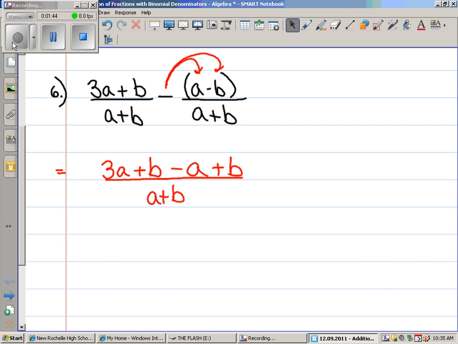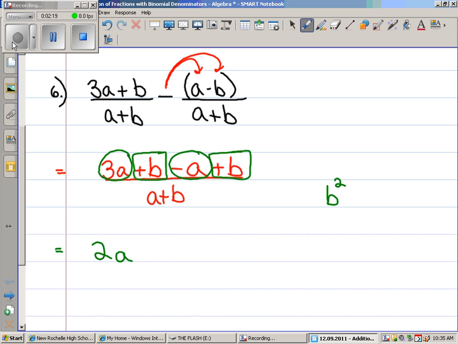I am going to combine like terms. We've got some a's. We've got some b's. 3a minus a is how much? 2a. A lot of mistakes get made because people take away the a's. How much is b plus b? Is it 2b or is it b squared? It's 2b.